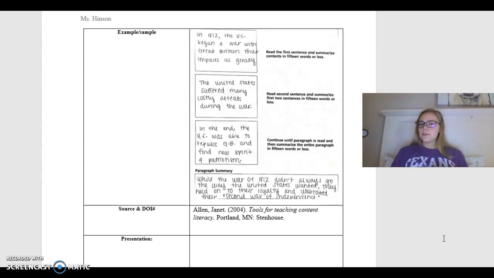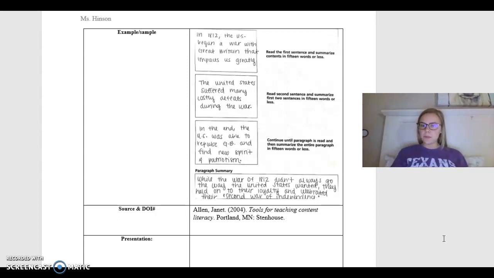The United States suffered many costly defeats during the war, and I was talking about how there were a lot of issues with Great Britain and Canada and territory in America with the Native Americans and gaining territory in New York and all of that kind of stuff. So we just summed it up there. And then in the end, the U.S. was able to repulse Great Britain and find new spirit and patriotism. Words are hard sometimes.